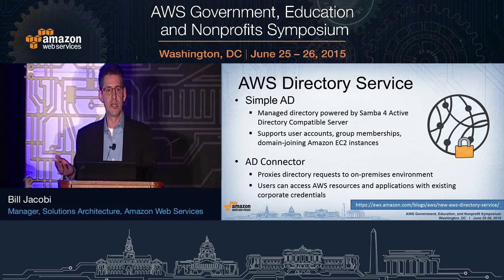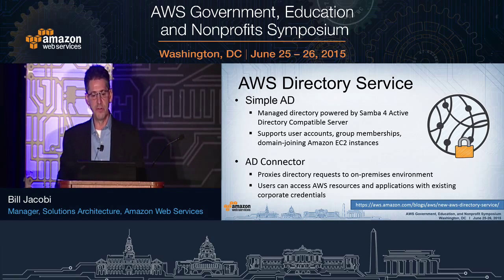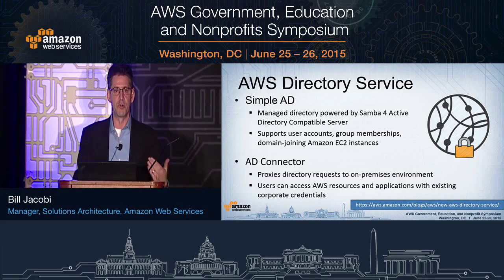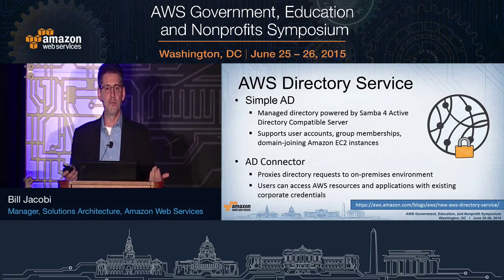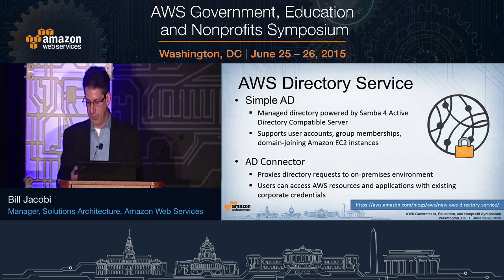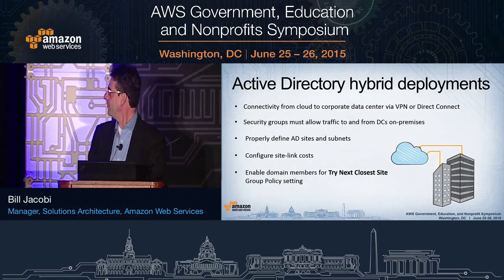Now, I don't really recommend this for the Microsoft servers because most of the Microsoft servers put a very heavy load on Active Directory, and if all of your AD requests need to go through a VPN or Direct Connect to on-premise, it's going to reduce the overall performance of those servers. Over time, AWS Directory Service will become more fully functional. I wanted to mention it because it becomes a common question. Most of what I'll be talking about today will be using actual AD domain controllers.